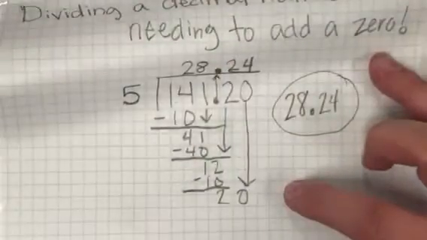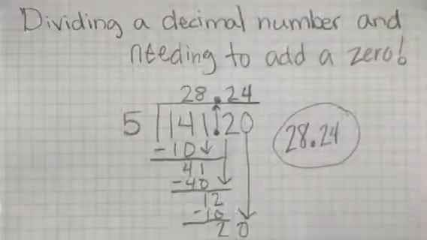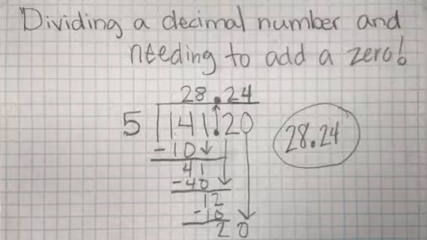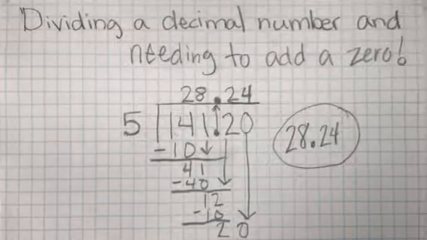So again, watch this video as many times as you need in order to be able to see where and when you might need to add a 0 to the end of your dividend.